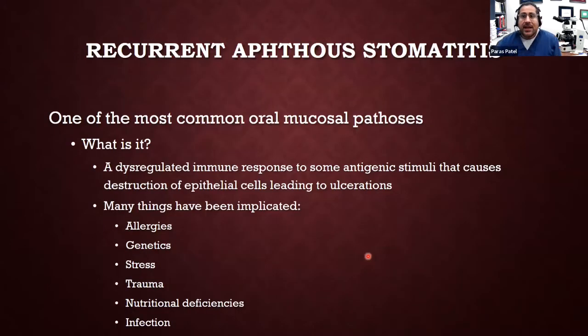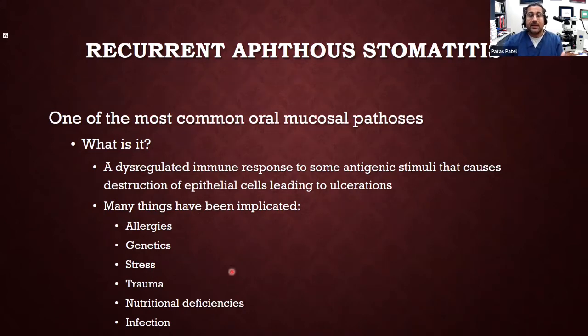So recurrent aphthous stomatitis, this is one of the more common things that you are going to see. And I'm not going to go into too much detail with this because we covered this in my last lecture with a focus on underlying systemic diseases. But this is the classic canker sore. Okay, it's one of the most common oral pathoses that you will see affecting the mucosa. It's typically the result of a dysregulated immune response to some sort of antigenic stimulus that causes a destruction of those epithelial cells and an ulceration.